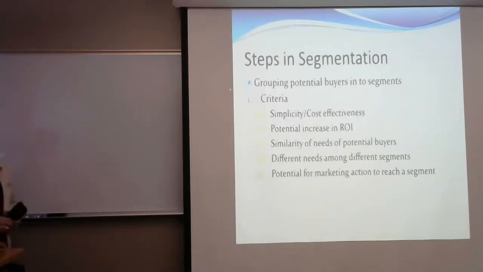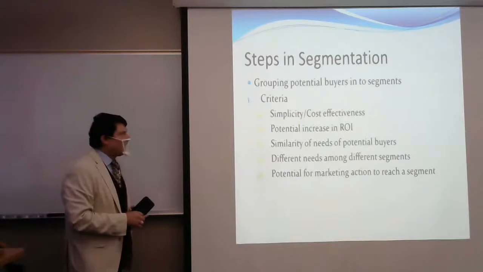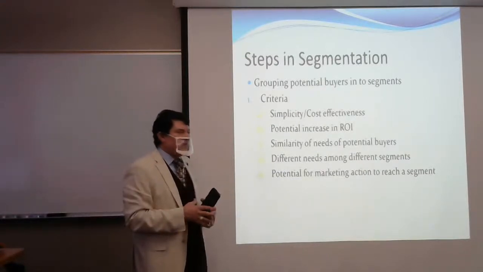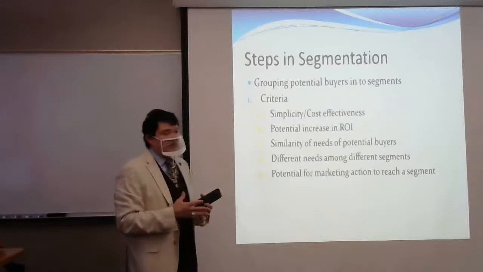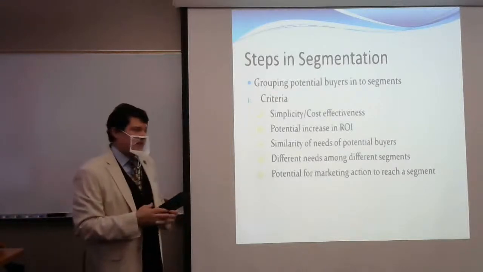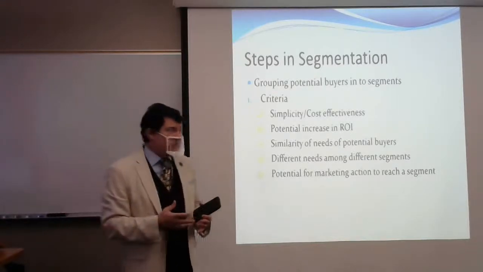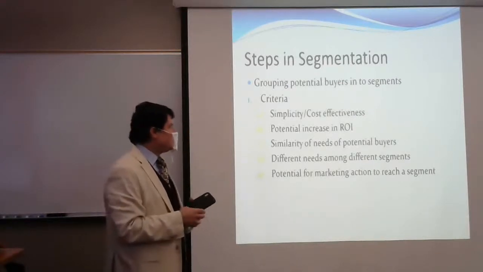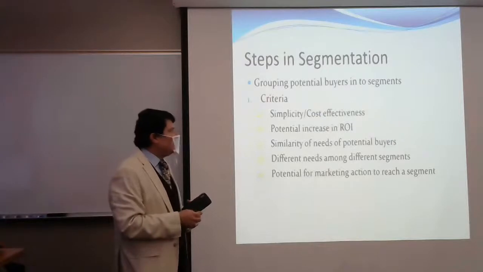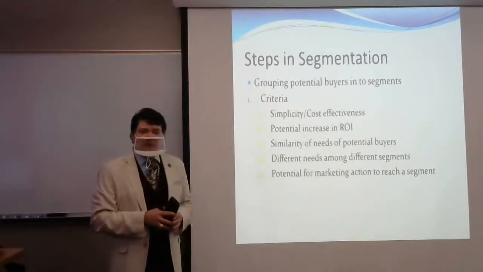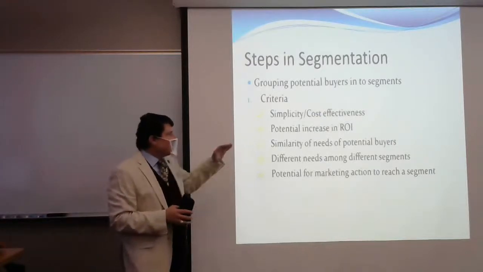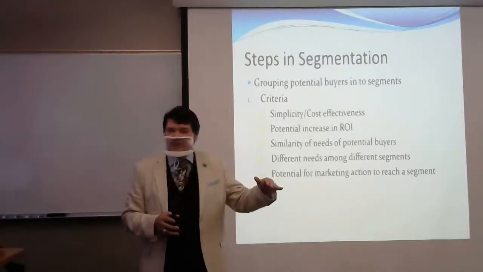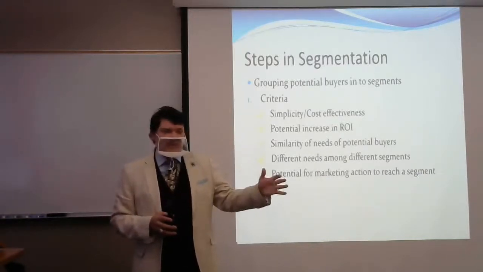So in segmenting, how do we do that? How do we group potential buyers into segments? Well, the way we do it is going to depend on how sophisticated we are in terms of the company and how many different categories you need to come up with. And so the criteria that we look at when we talk about wanting to segment are simplicity and cost effectiveness. So there are very easy, quick, dirty ways to segment a market. I gave you examples of this before.